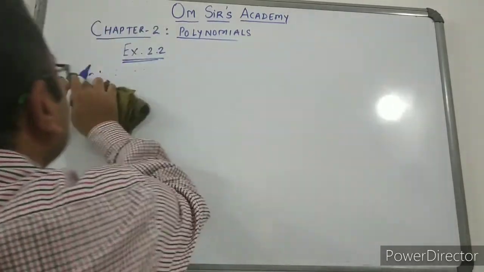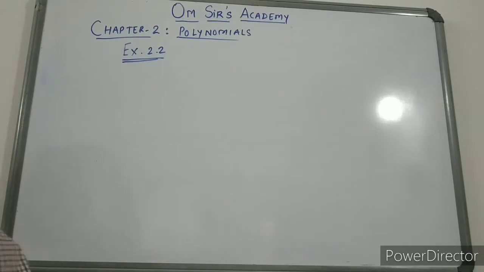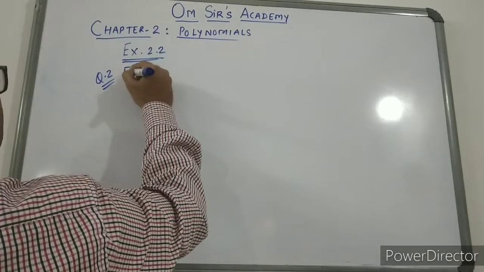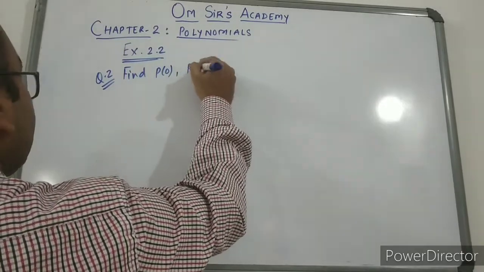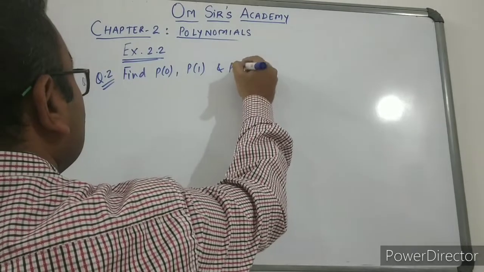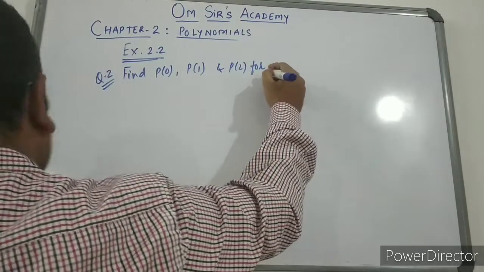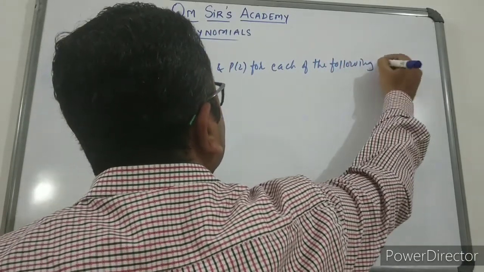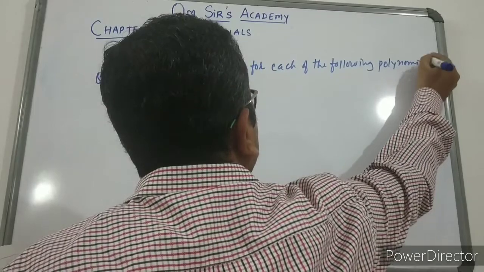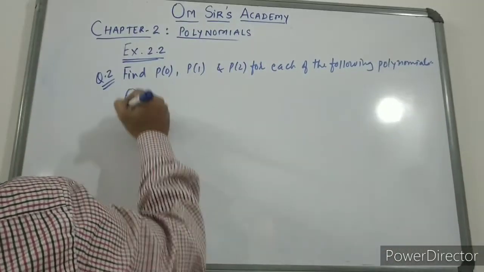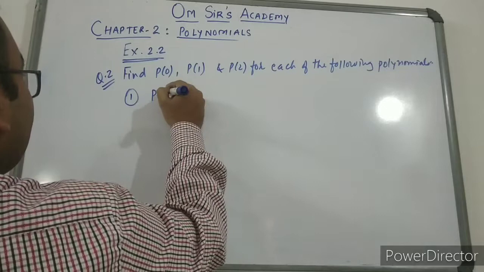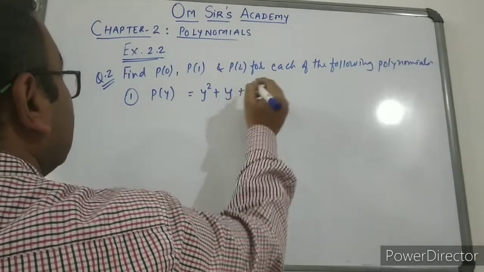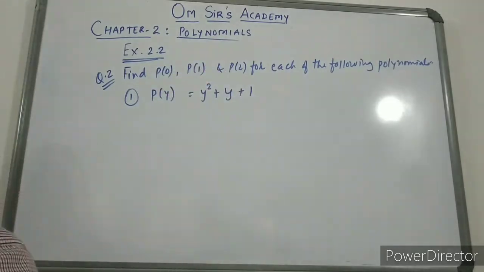Question number 2. In question number 2, it is given: find p of 0, p of 1 and p of 2 for each of the following polynomials. Now see, the first polynomial is p of y equals y square plus y plus 1. So we have to find all these three values in the polynomial.